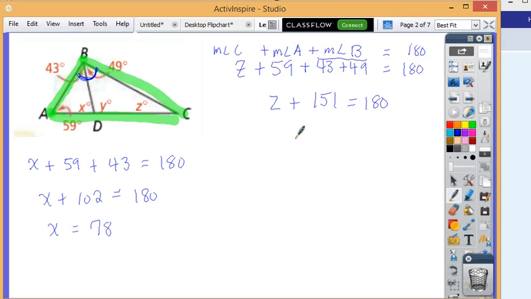And then when I subtract 151 from 180, I get 29. So Z is equal to 29. Now, if I know that Z is equal to 29, I can use triangle DBC to find Y. So Y plus 49 plus 29 would equal 180.